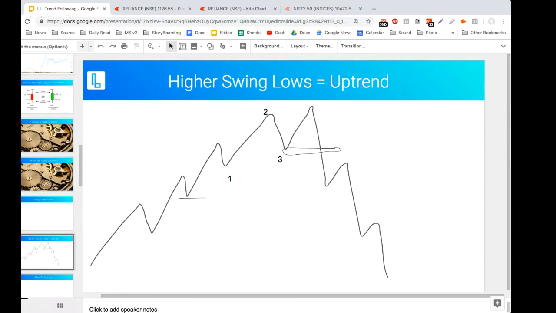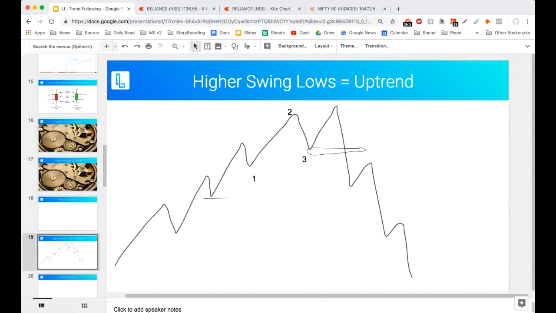Has everyone understood that? Yes? Please write it down if you can. As soon as the 3 breaks, not 3, the 3 has to break, then the uptrend is in danger. Okay, it's not a downtrend yet, but it's in danger. Got it? Excellent. Pratik Gupta says lower swing high downtrend. Excellent. Yes.